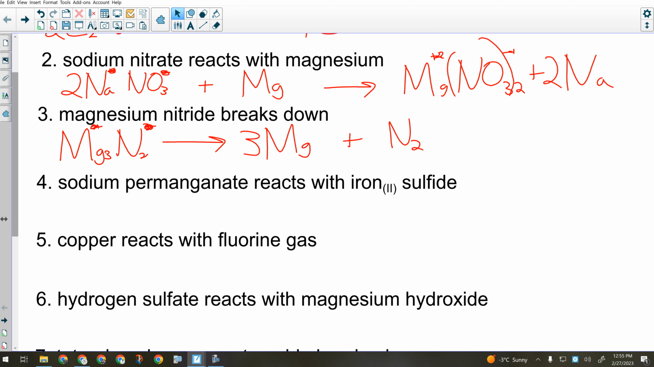All right, for number 4, we got sodium permanganate. So since sodium is a metal, we're looking at an ionic compound. Permanganate is a polyatomic ion, MnO4, with a -1 charge, so that compound is good the way it's written. It reacts with iron 2 sulfide. So Fe with a 2+ charge, sulfide with a -2 charge, so that compound is also okay the way it is written. What kind of reaction am I looking at?